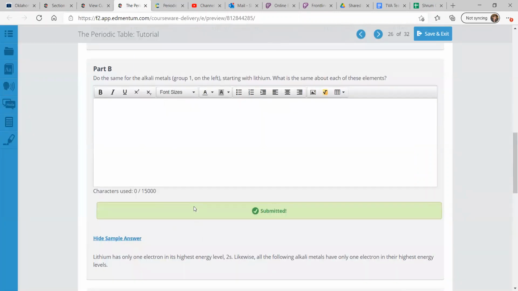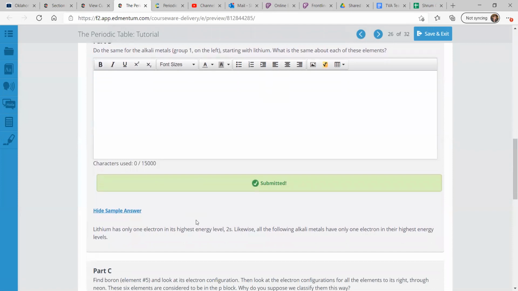So lithium has only one electron in its highest energy level, 2s. Likewise, all the following alkali metals have only one electron in their highest energy level.